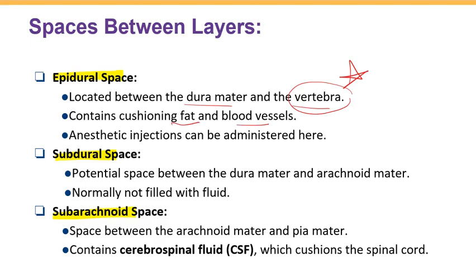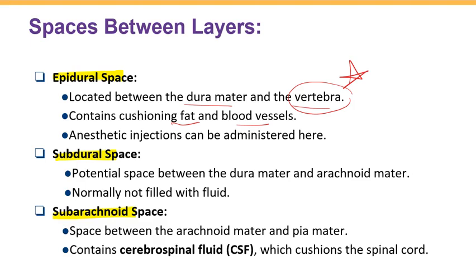So in the epidural space, we have fat tissue and blood vessels, which is important in clinic because anesthetic injections can be administered here, and through that they can do the epidural injection for some surgery, or to diminish the pain. Next, we have the subdural space.